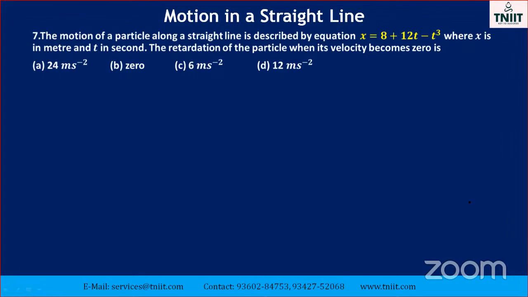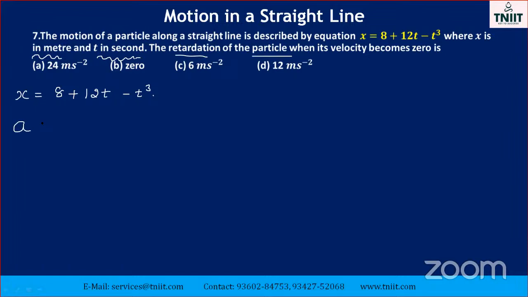The motion of a particle in a straight line is described by this equation: x is equal to 8 plus 12t minus t cube, where x is in meter and t is in second. What is the retardation of the particle?